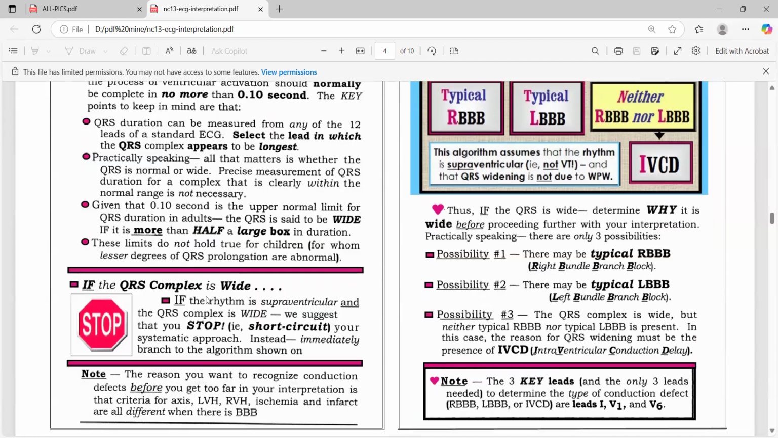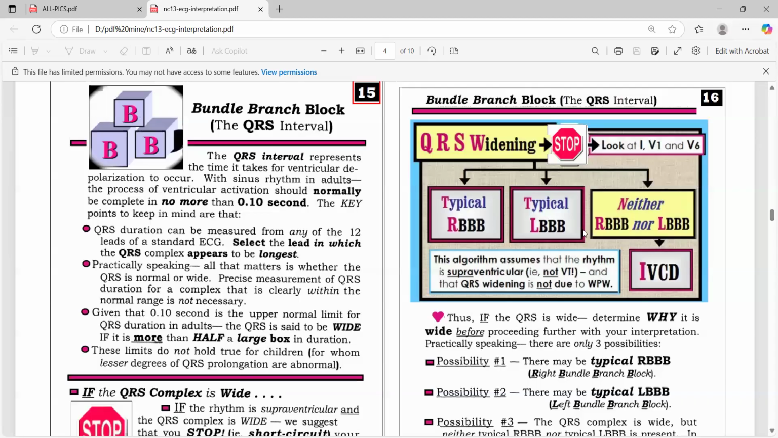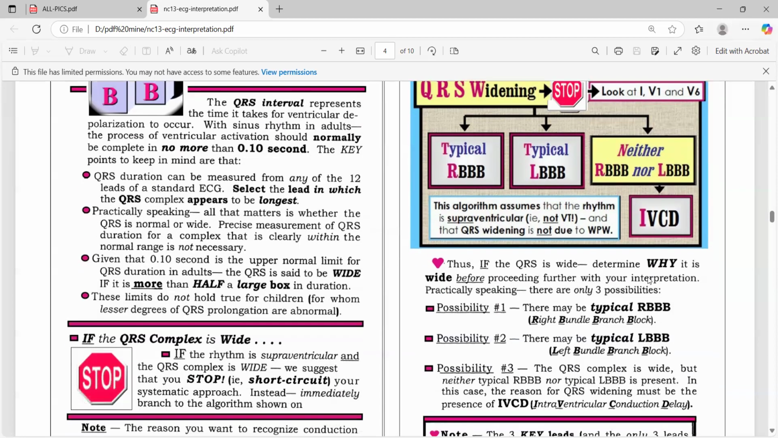If the arrhythmia is supraventricular and the QRS is wide, we suggest that you stop your systematic approach and go for patient stabilization. Now we are talking about QRS widening. Stop, look at leads 1, V1 and V6. In that case, what are we looking for? We are looking for Wolff-Parkinson-White, or any MI, typical right bundle branch block, typical left bundle branch block, or neither right nor left, in which case it's basically an intermediate one.